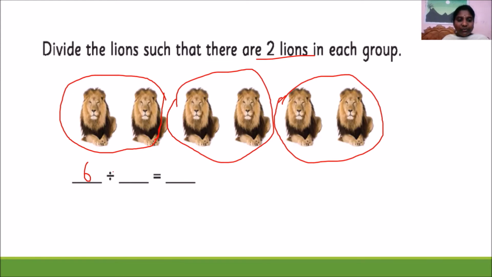6 is divided by 2. We get the quotient as 3 equal groups. Here we have 3 groups. Each group has 2 animals.